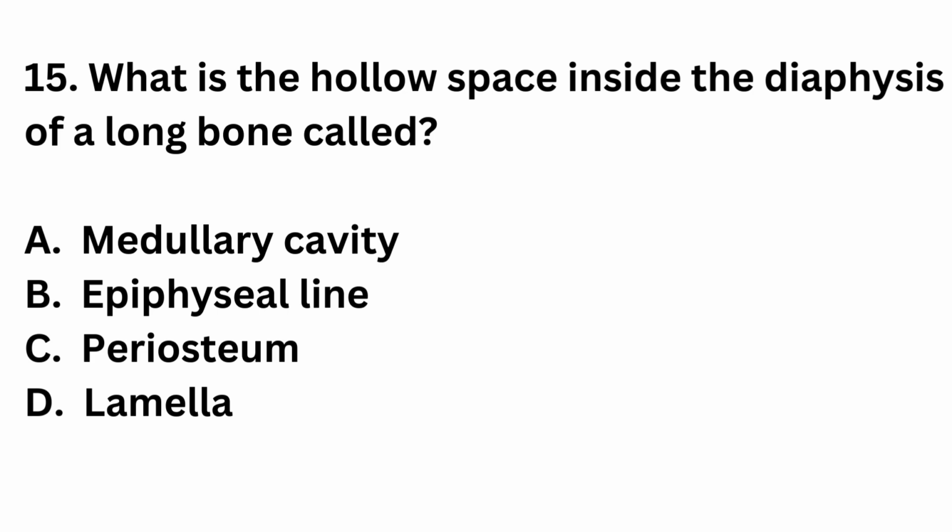15. What is the hollow space inside the diaphysis of a long bone called? A. Medullary cavity. B. Epiphyseal line. C. Periosteum. D. Lamella. The answer is A. Medullary cavity.